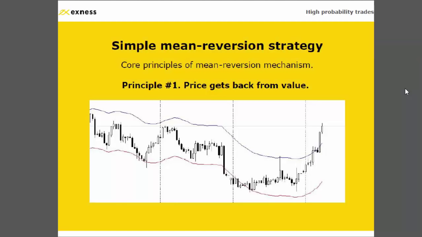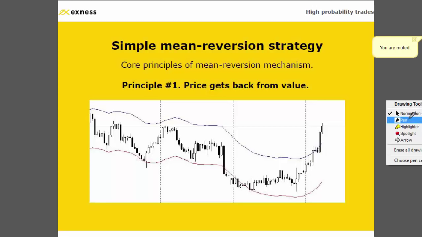First thing that we have to see is that price gets back from the value. How do I identify value? It is not an easy question, but for the sake of simplicity, you can use simple moving average or exponential moving average. You don't need even to use average. You may use envelopes indicator which shows you deviation from the average. You can use parameter 21 and there is another parameter called deviation. You have to set deviation manually adapting it to actual volatility.